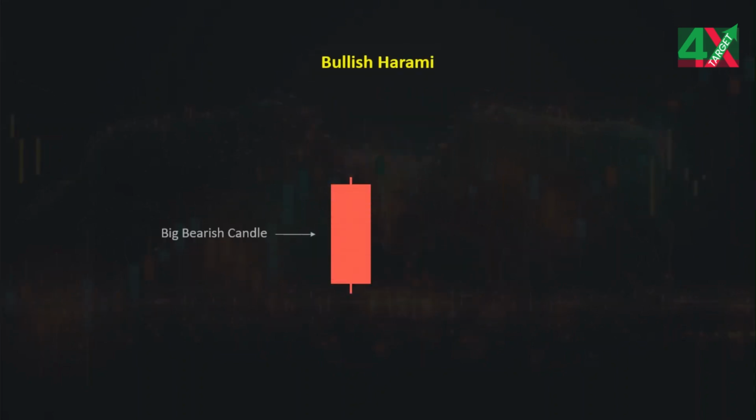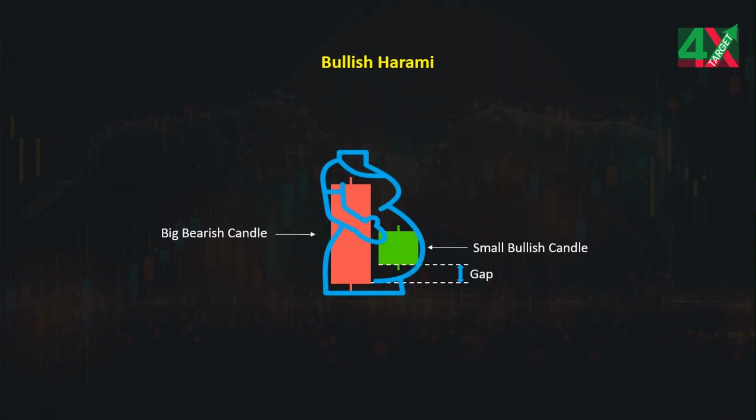Moving on, let's talk about the bullish Harami. This pattern forms when a large bearish candle is followed by a smaller bullish candle that is completely contained within the body of the previous candle. Typically, there is a visible gap between the closing price of the bearish candle and the opening price of the bullish candle. The term Harami means pregnant in Japanese, which reflects the visual: the second candle appears to be inside the first.